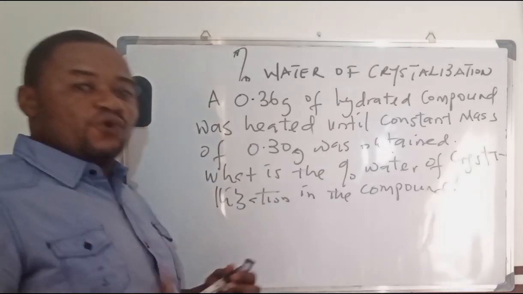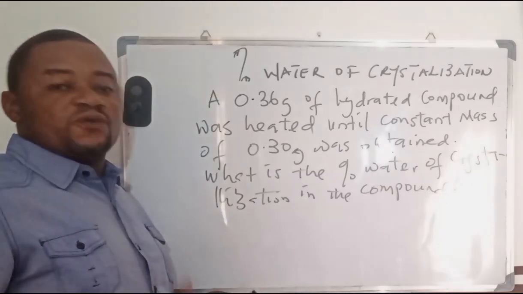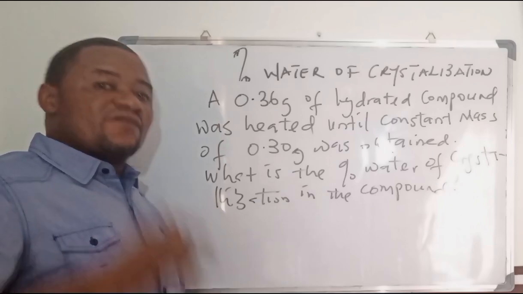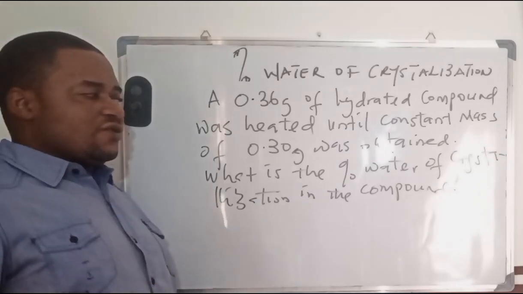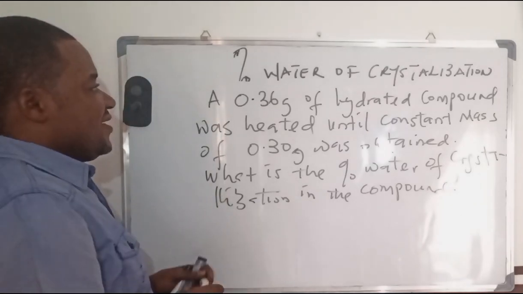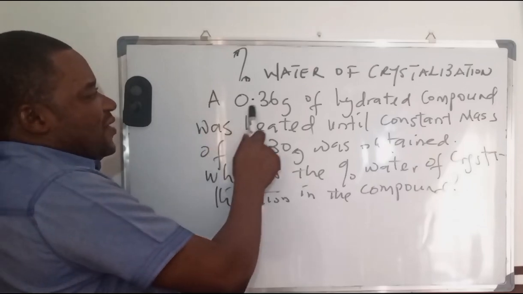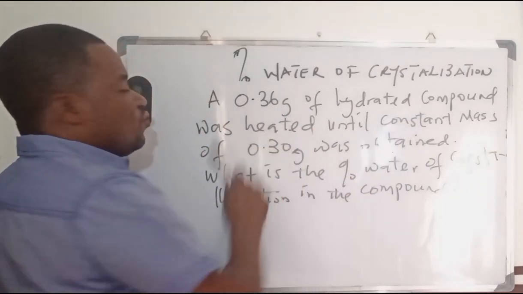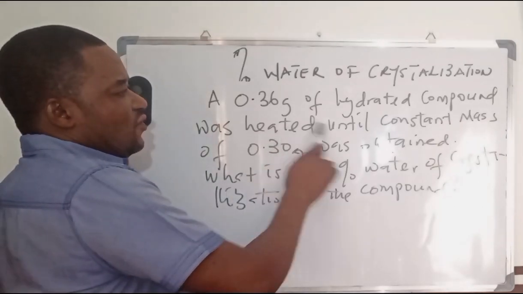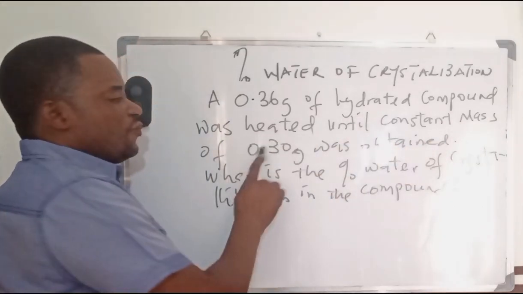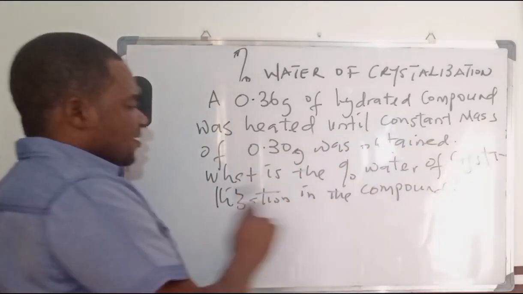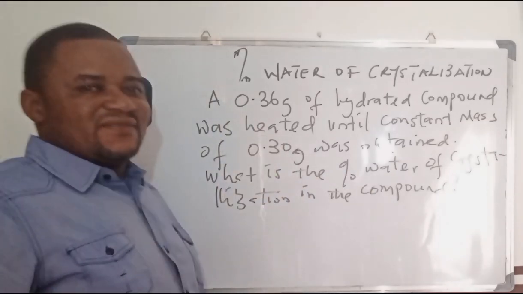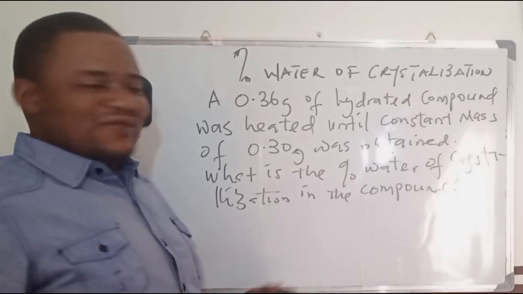The other one was direct. You were told you have a salt, copper sulfate pentahydrate. What is the percentage water of crystallization? It was clear. But here, you are told that 0.36 grams of hydrated compound, we do not know the compound, was heated until a constant mass of 0.30 grams was obtained. What is the percentage water of crystallization in the compound? Now it's simple. Let's go into business.